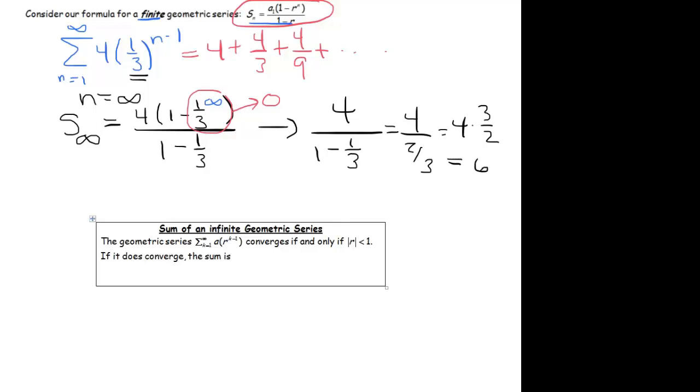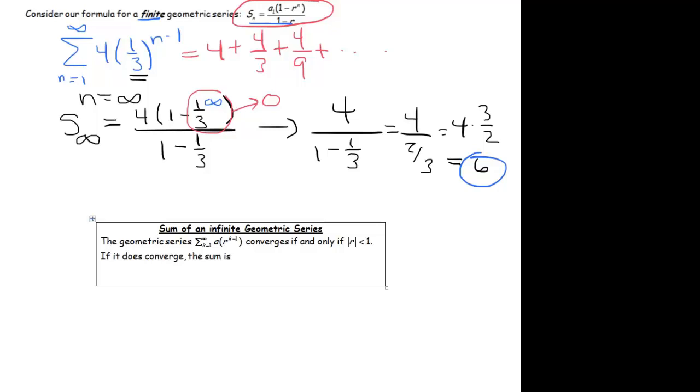And remember, that's what we guessed that sum was equal to. It looked like it was approaching 6. So the infinite sum is approaching 6. What's special about geometric series is that we can actually find out what the series converges to, if it converges. So how do we know, first of all, that it's going to converge?